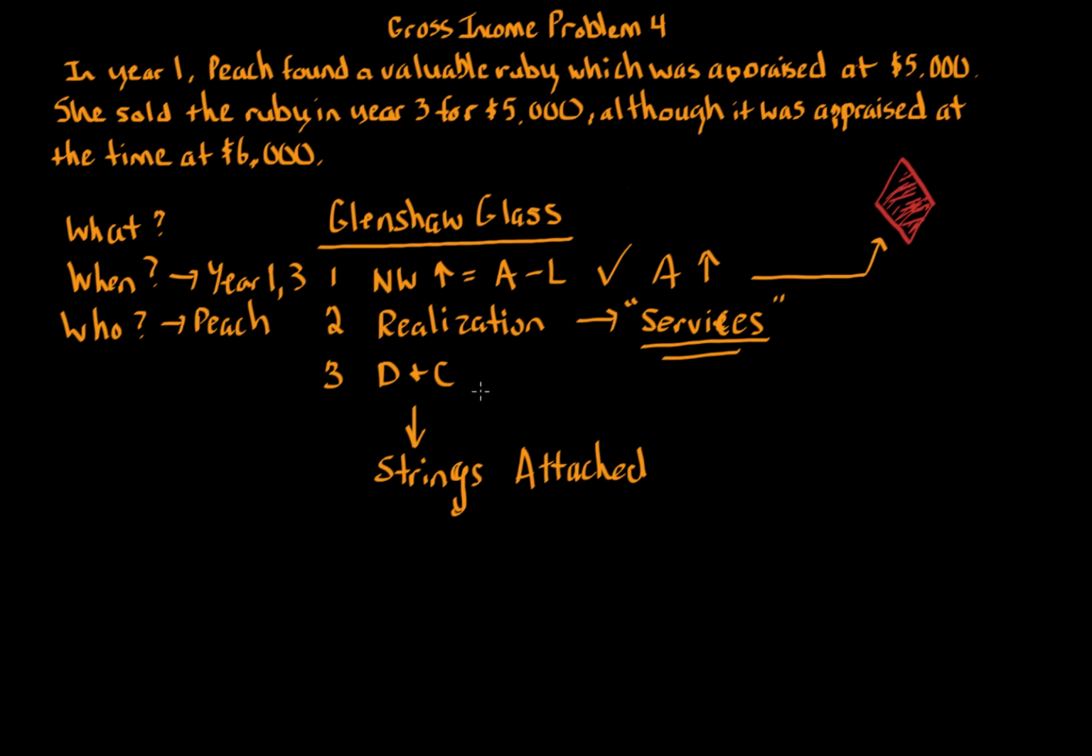So the issue there is there's not really any strings attached, but you can think of dominion and control creating an issue when you find something and you turn it in. So dominion and control here is not an issue because Peach finds a ruby and there's no strings attached. So we have all three things, but the question really here is the when. Is it year 1 or year 3 that we have to record gross income? And that's a really good question.